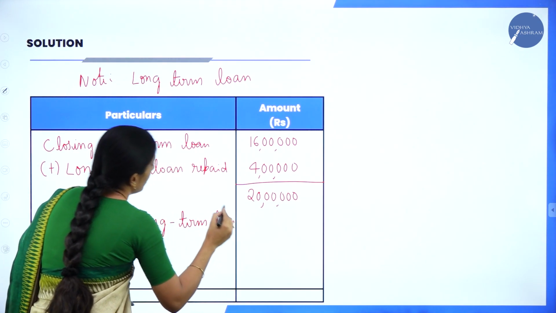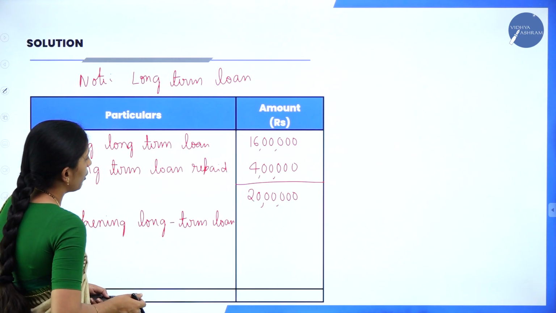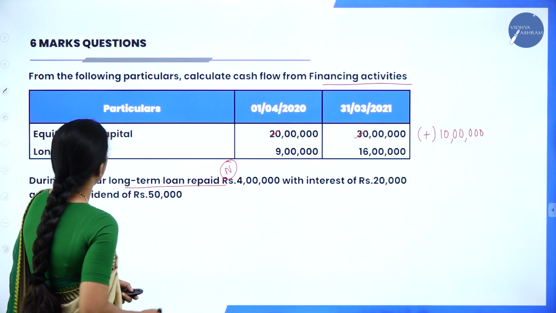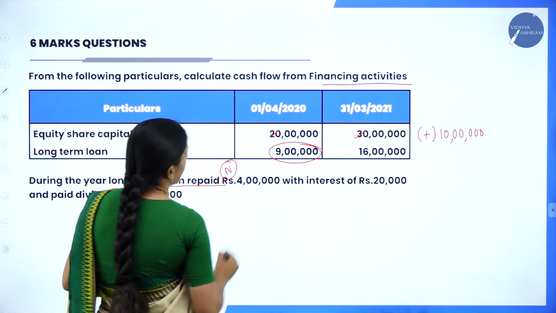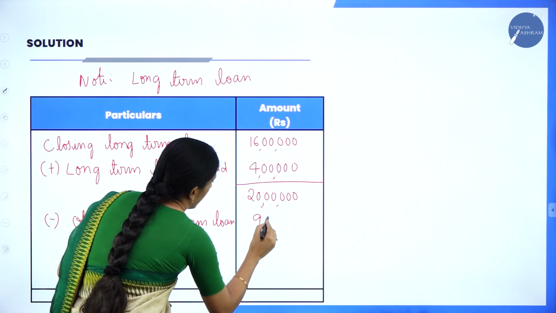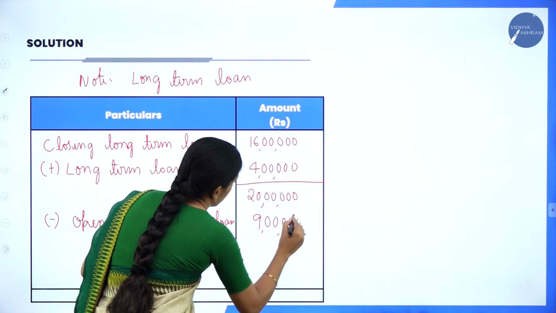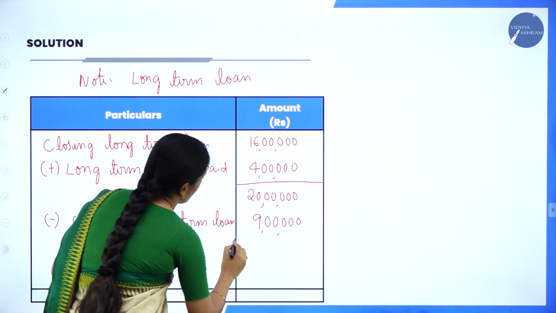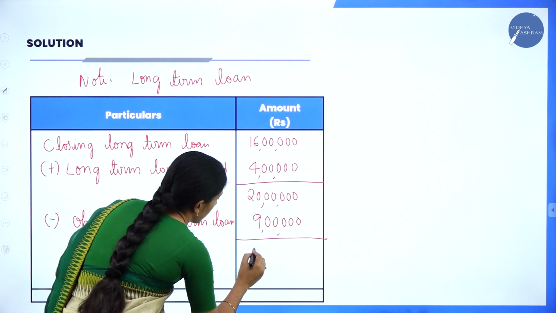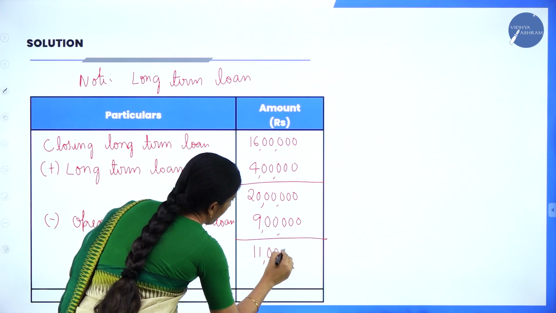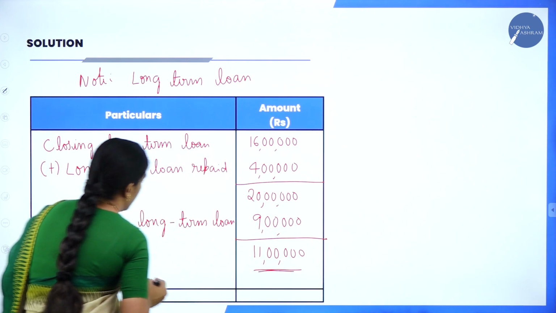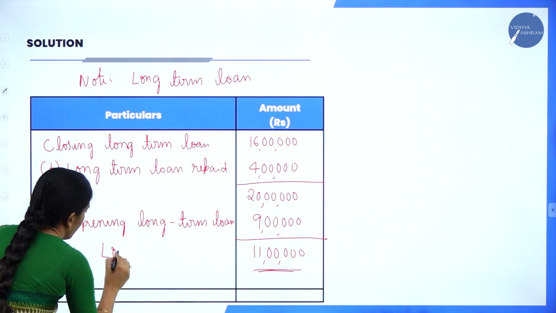Opening long-term loan. So, minus opening long-term loan. So, opening long-term loan is 9 lakh here. So, 9 lakh. So, how much you will get? 20 minus 9. So, it is 11 lakh. So, this will be the long-term loan.